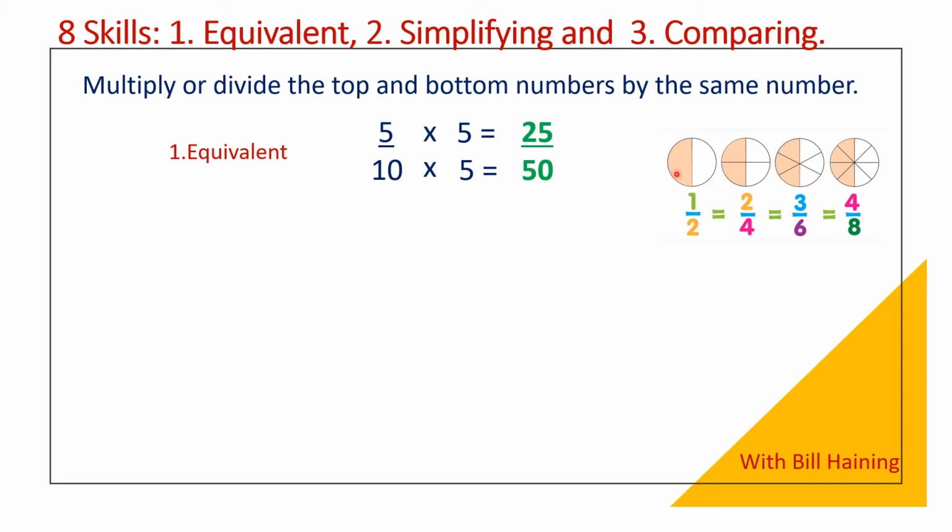So if you take this shape here, for example, and you cut it into 50 equal parts, then 25 of these parts will just take up the same space within that shape. Okay, and that's why it's called an equivalent fraction. It just takes up the same space within a shape.